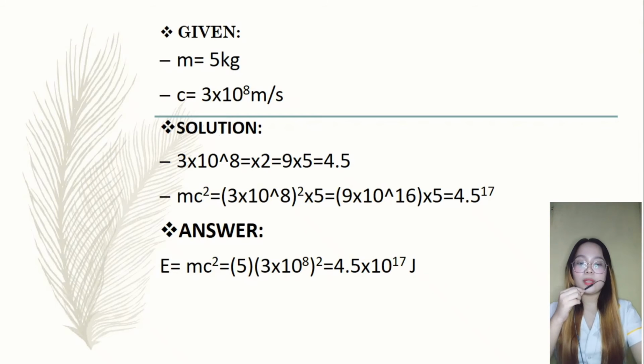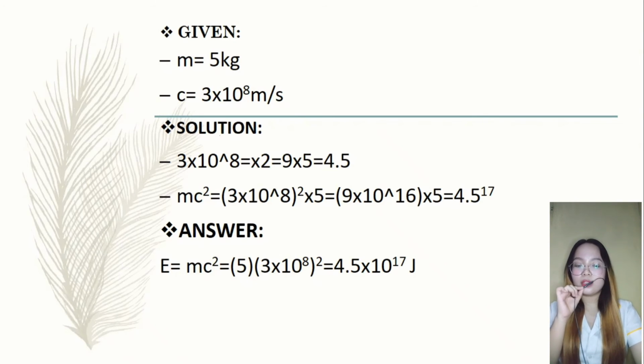Here is the given in problem number 2. Mass equals 5 kg and the speed of light is equal to 3 times 10 to the power of 8 meters per second. I have here my answer, but before that, I will show you how I solve the 4.5. So the solution for that is (3 times 10 to the power of 8) squared equals 9 times 5 equals 4.5.